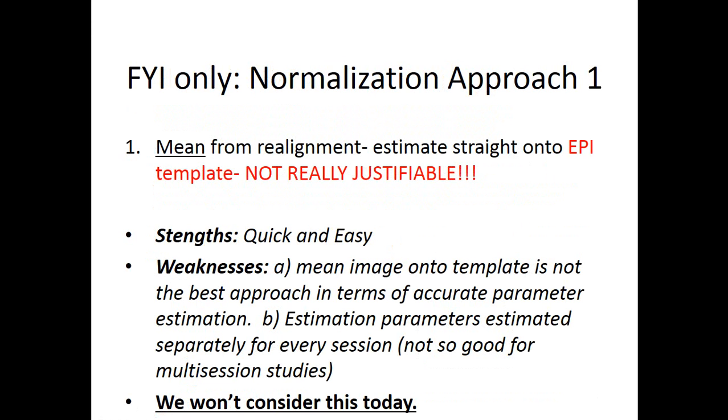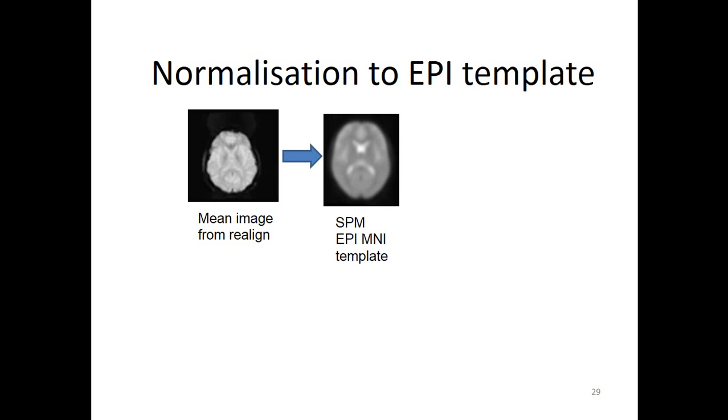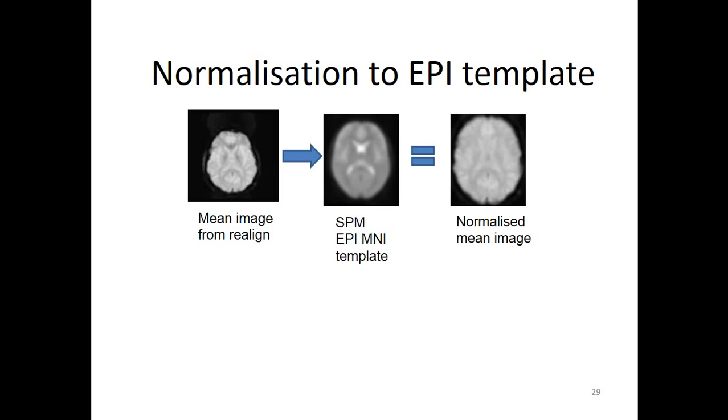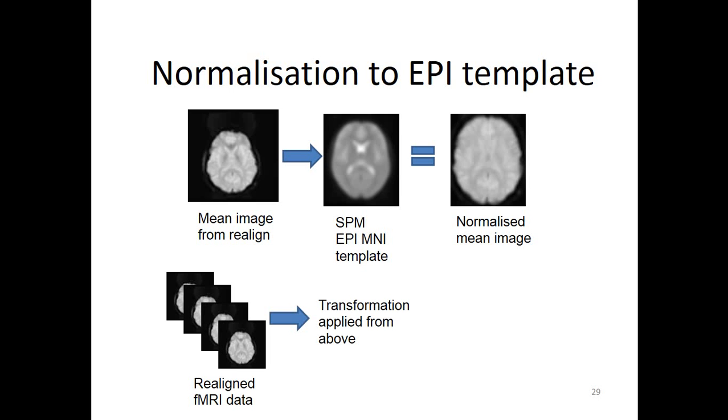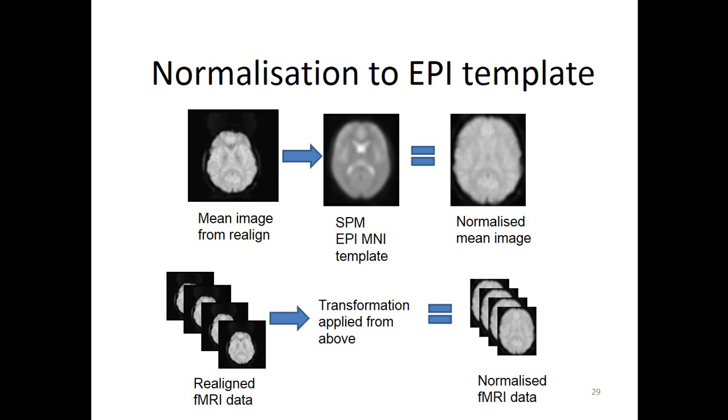Okay. The first approach is really straightforward. You just take an image and you warp it straight to the MNI template. This used to be done. In fact, I did this for my PhD work. It's not advised anymore. So you get a normalized image like this. Okay, and then you apply those transformations for the rest of the data.